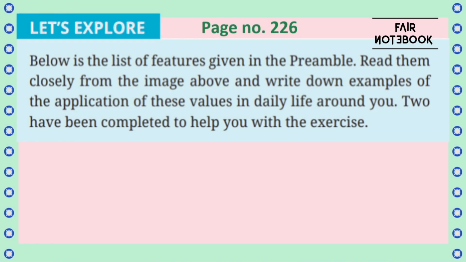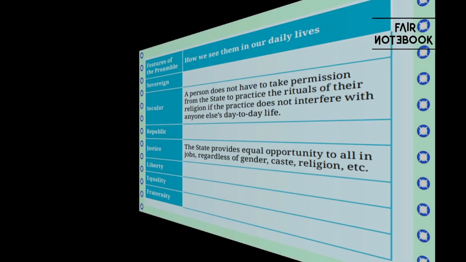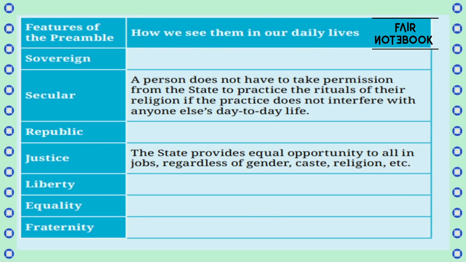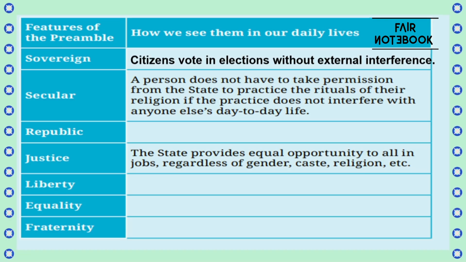Let's explore activity on page number 226. Below is a list of features given in the preamble. Read them closely from the image above and write down examples of the application of these values in daily life around you. 2 have been completed to help you with the exercise. Features of the preamble, and how we see them in our daily lives. Sovereign: citizens vote in elections without external interference.